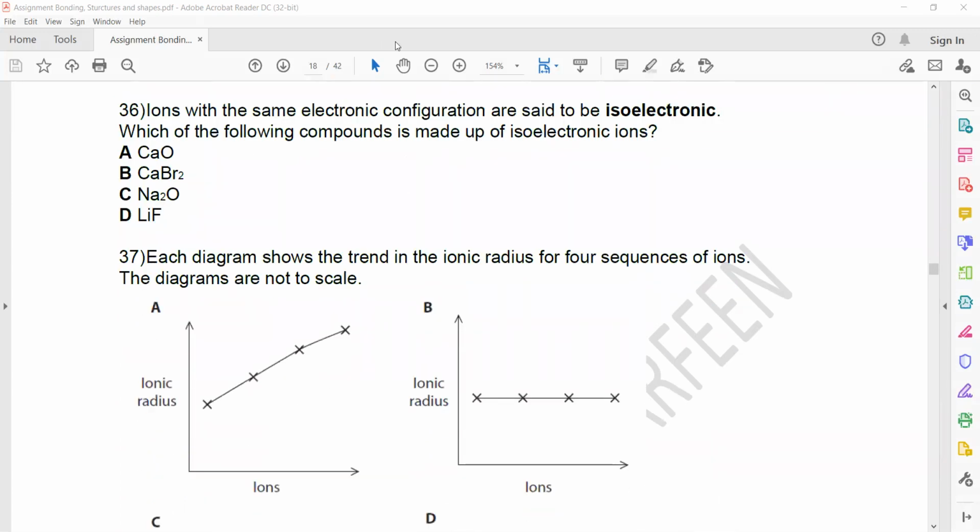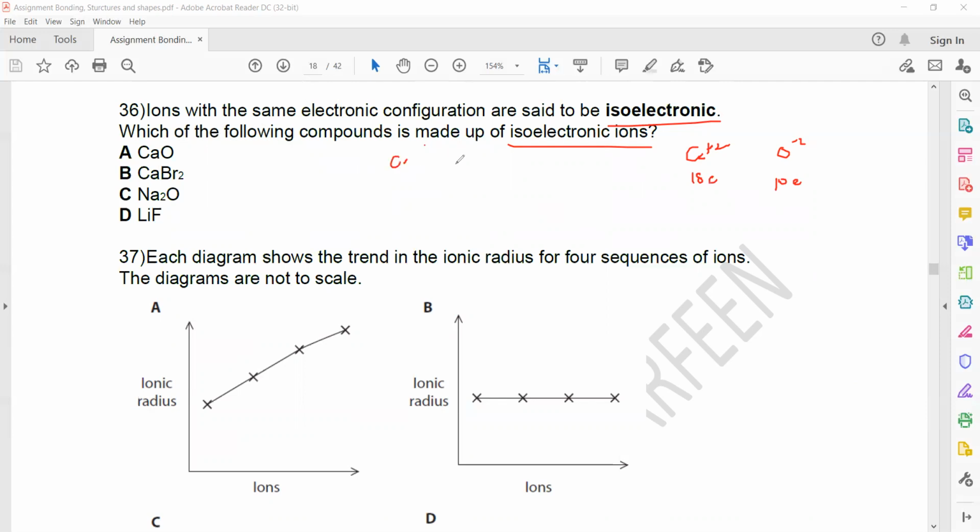In question 36, ions with the same electronic configuration are said to be isoelectronic. Which of the compounds is made from isoelectronic ions, like having the same number of electrons? So calcium oxide, how is calcium oxide formed? By calcium ion and oxide ion. So calcium is having 20 electrons, but calcium ion will have 18 electrons. And oxygen is having 8 electrons. It will have minus 2, because the ion will have 10 electrons as it takes 2.